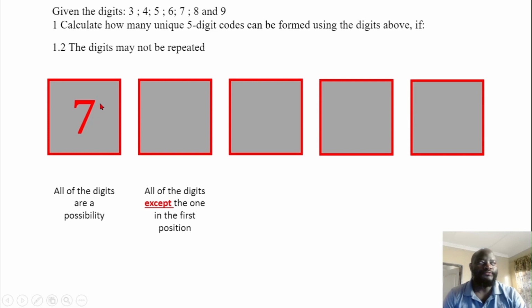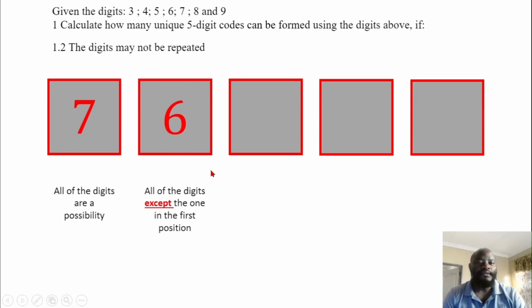So the first position had 7 options, and then the second position now, it's all of those 7 options except the one that is used here. We don't know which one was used here. It could be any of them. It could be a 9, it could be a 3, it could be whatever. So it means we have only 6 of them left to use here.